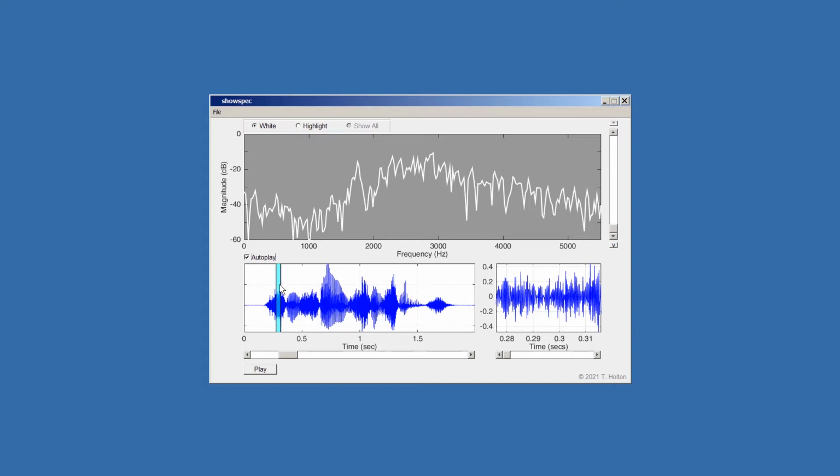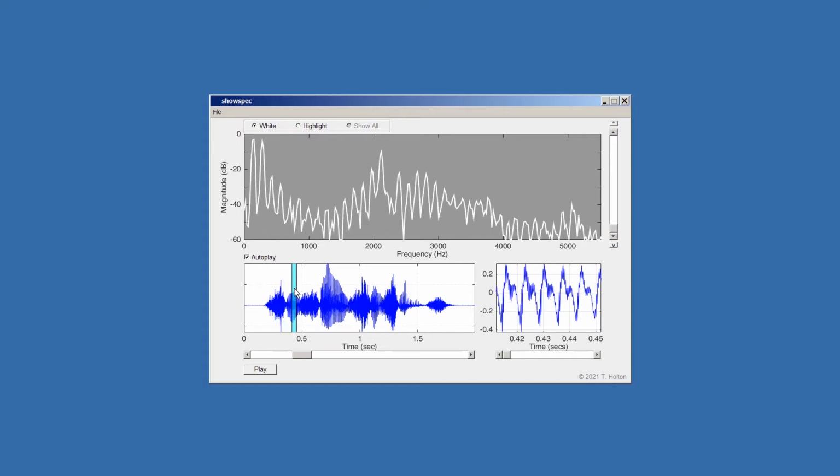And here is the E from she. And here you can point out that its time representation seems much more regular and periodic. The upper panel shows the spectrum of the highlighted portion of the sound in this lower right panel. What's displayed is the magnitude of the spectrum on a decibel scale versus frequency on a linear scale.